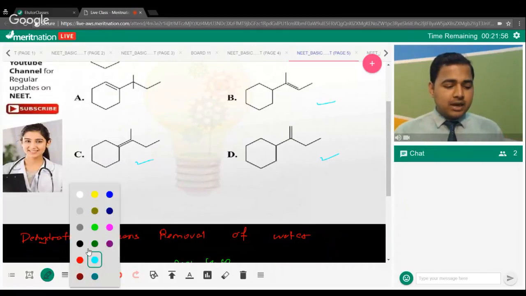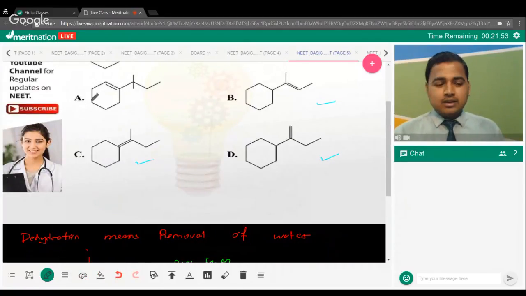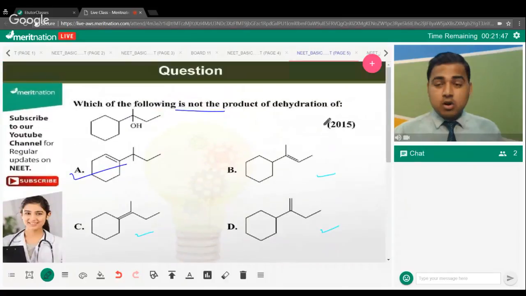But students, this is definitely not the correct answer. The bond is not going to form inside the cyclohexane ring. So this will be the wrong answer. That's why this is our correct option, according to the question. I hope it is clear to all of you. So this was the beautiful question that we have solved. Let's move on to the next question.